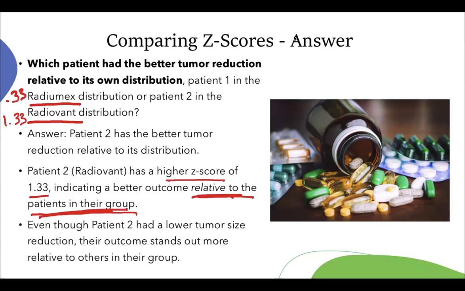Okay, so even though patient 2 had the lower tumor size reduction, their outcome stands out more relative to others in their group. And we could see that when we graph the two. We graph 1.33 up here compared to 0.33 down here.